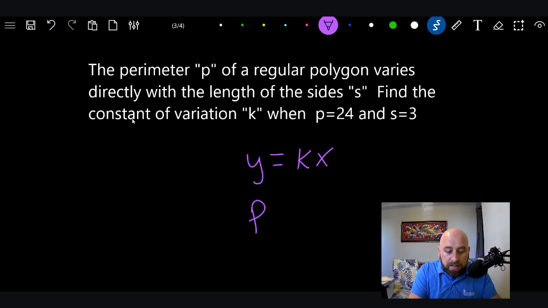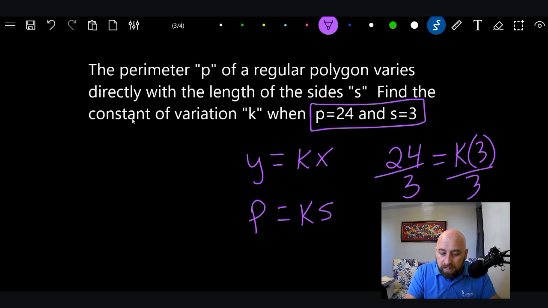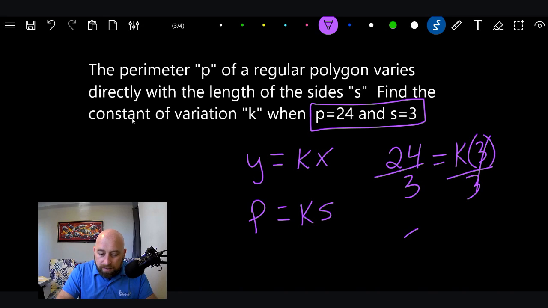So we're going to have P equals, what's our constant? We don't know our constant yet. So we have KX. What's the input? Well, when I just did that formula, the input is the sides. So the S is going to be our input. All right, so now we just input these figures in there and we solve. So if P equals 24, K is the unknown, we don't know that one yet, times 3. We would just divide both sides by 3 and we would end up with 8 equals K, or K equals 8. So what is our K here? K equals 8.